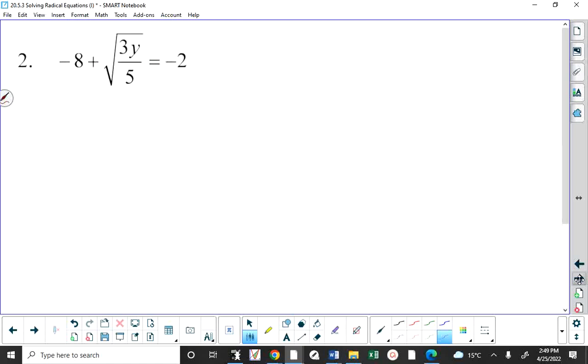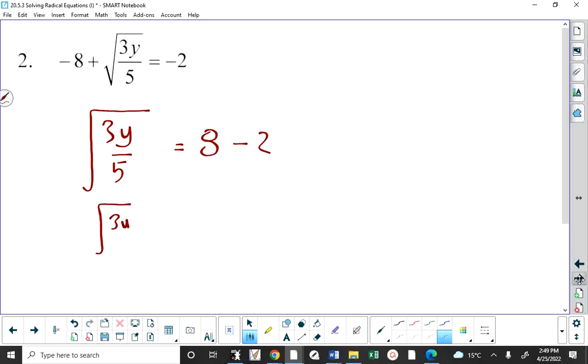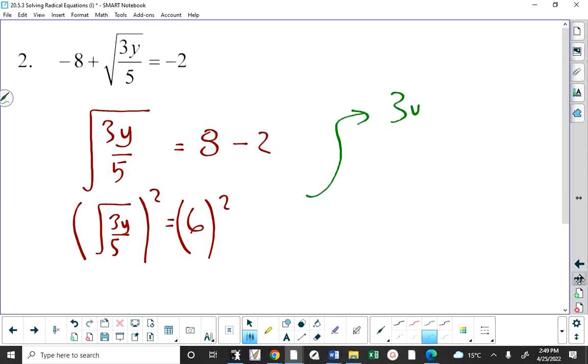Okay, let's isolate this radical. I'm going to leave the radical where it is. Root 3y over 5 equals positive 8 minus 2. What is that going to give me? It's going to give me root 3y over 5 equals 6, and I'm ready to square both sides. So what do I get? When I square the left-hand side, all I'm left with is 3y over 5, and when I square the right-hand side, I'm left with 36.